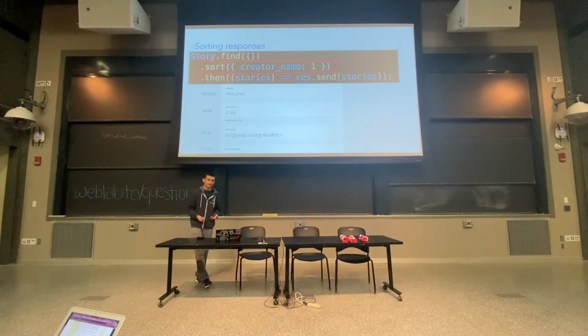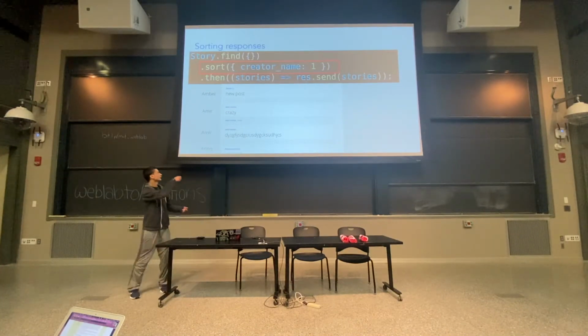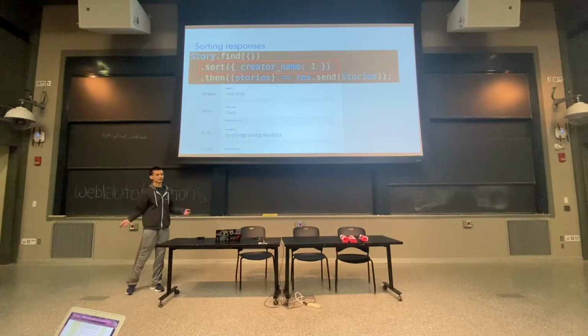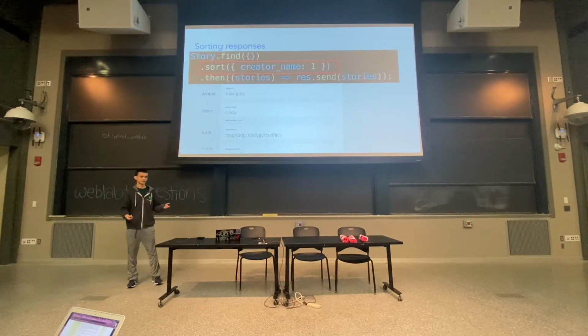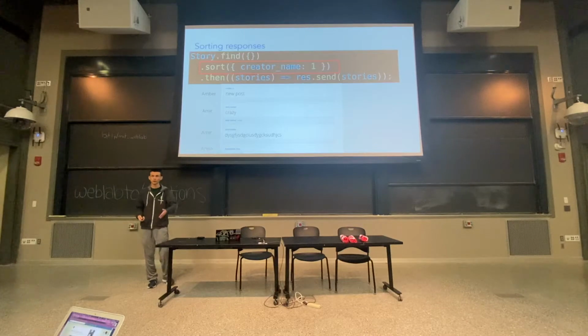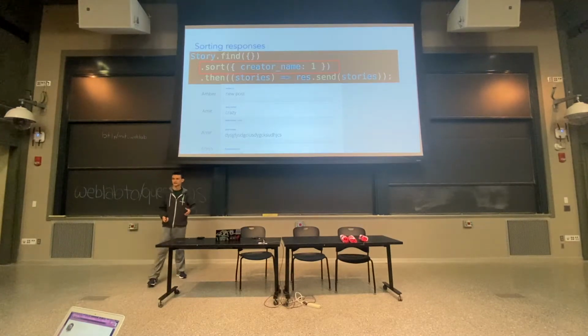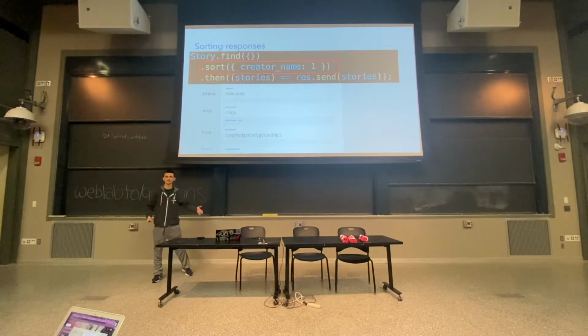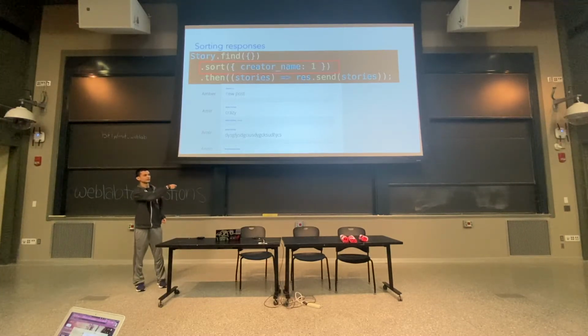One thing that you might want to do is sort data. Let's say I add this one line to our query that finds all the stories. I'm going to sort by creator name. What the 1 is doing is determining the direction: if it's 1, it's going to sort from A to Z. If it's -1, it will sort from Z to A. So now Catbook is going to be in alphabetical order.